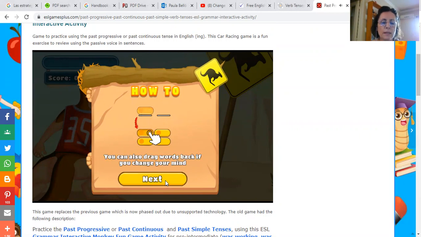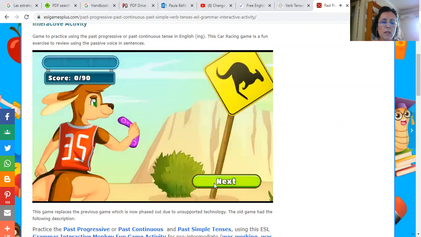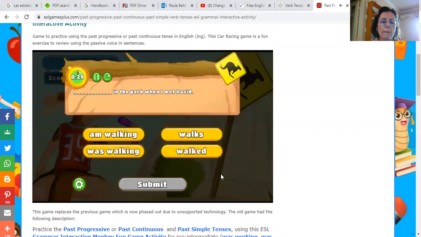So this is a great example, and we played this last week, I think. Yes. Okay, so remember, here you have to analyze. Here you have a past tense, when I met David. So probably I would have something in progress that I was doing when I met David. So which can be the correct one?